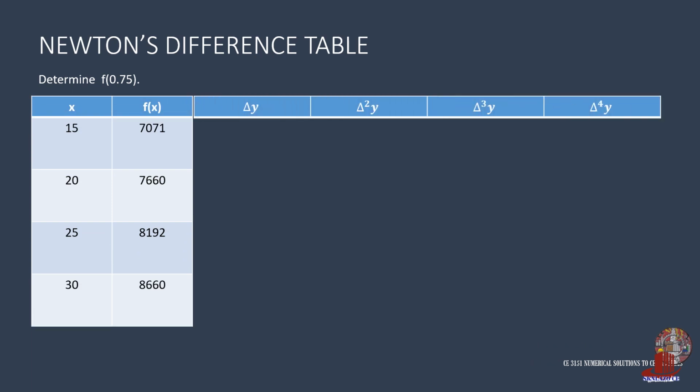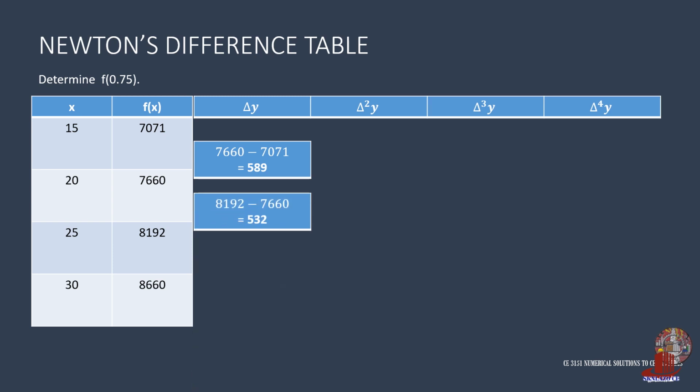So with X and Y columns prepared, we take the delta Y starting with 7660 minus 7071, which is 589. Next is 8192 minus 7660, giving 532. Then 8660 minus 8192, resulting in 468.